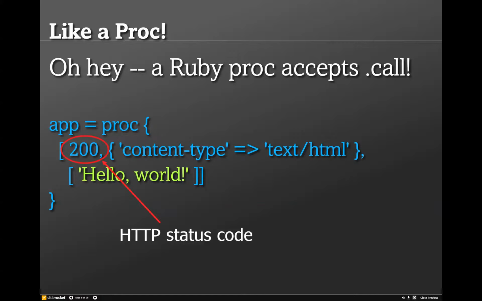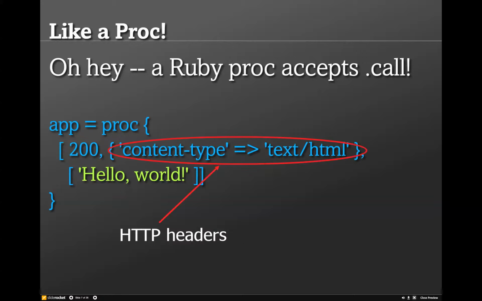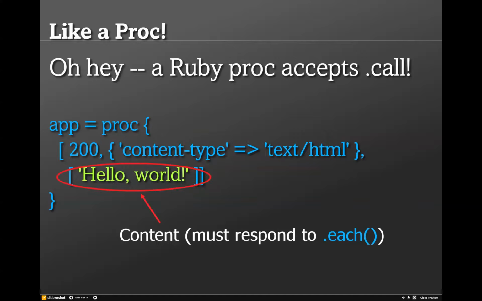There's the HTTP status code. 200 is standard normal success. Here's the content type. Newer versions of Rack allow you to not specify this, but in case you're using an older version, I recommend putting it in at least to check. And of course, here's your content. If you run this in your application server and point a browser to it, you'll see Hello World.